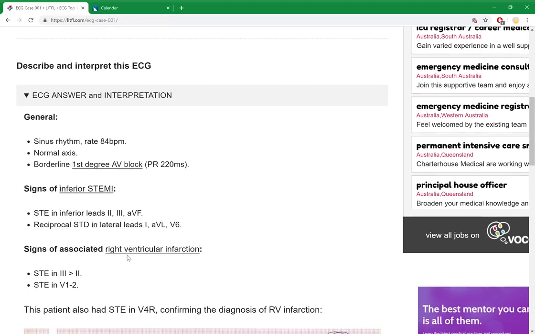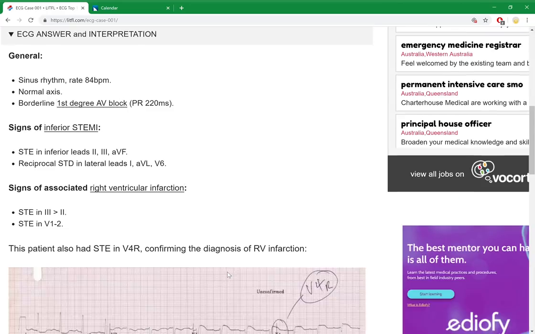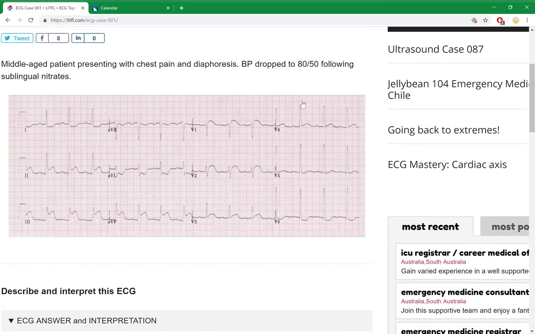There are signs of associated right ventricular infarction. We have ST elevation in 3 greater than 2. 3 is greater than 2. And then we also have the ST elevation in V1 and V2. Think about where you're putting those on the chest. Those are close to the right ventricle. So what you can do is take V4 and move it from the left side of the chest, mirror it over to the right side of the chest.